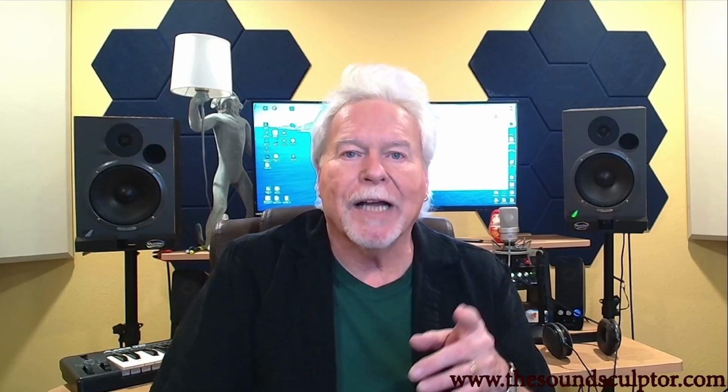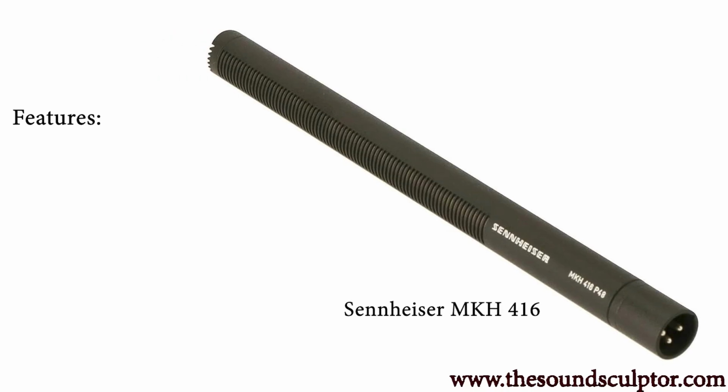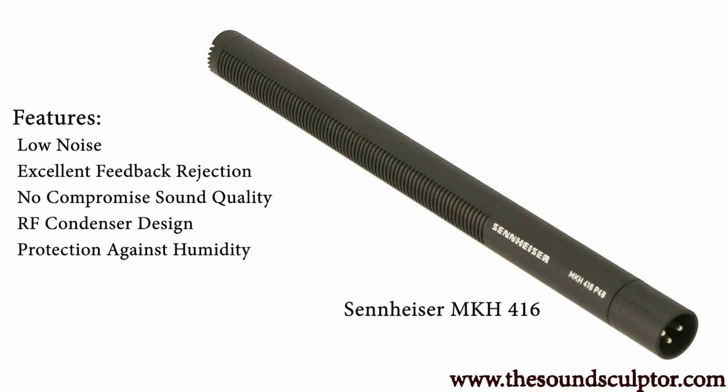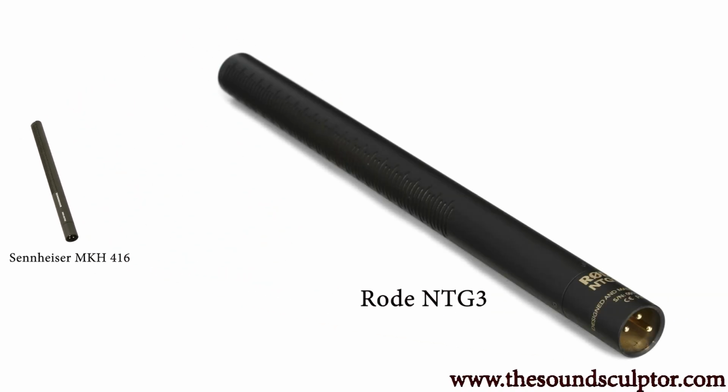Okay, we were talking about shotgun mics. So we have the Sennheiser MKH416. This is the industry standard shotgun mic for filmmaking, documentaries, television, and voiceover work. It features low noise, excellent feedback rejection, no compromised sound quality, and an RF condenser design, which, among other things, protects against humidity. An industry standard will always be pricey, but you get what you pay for. It runs around $999.